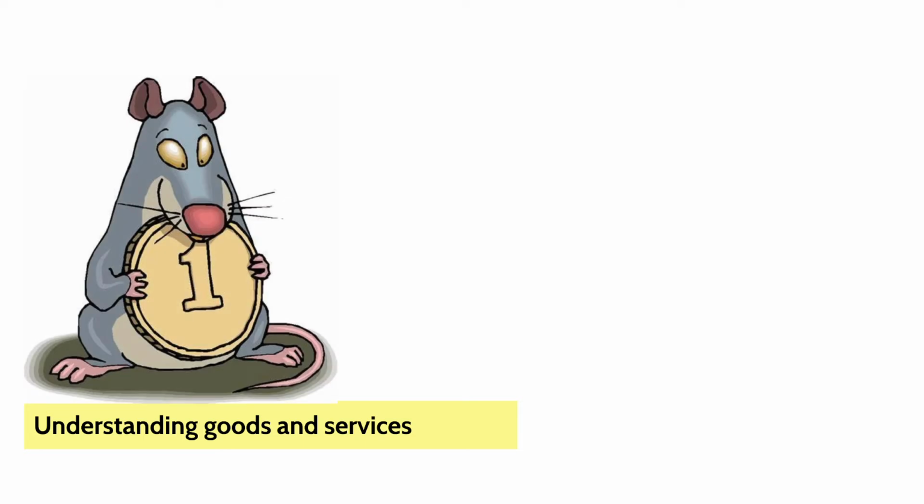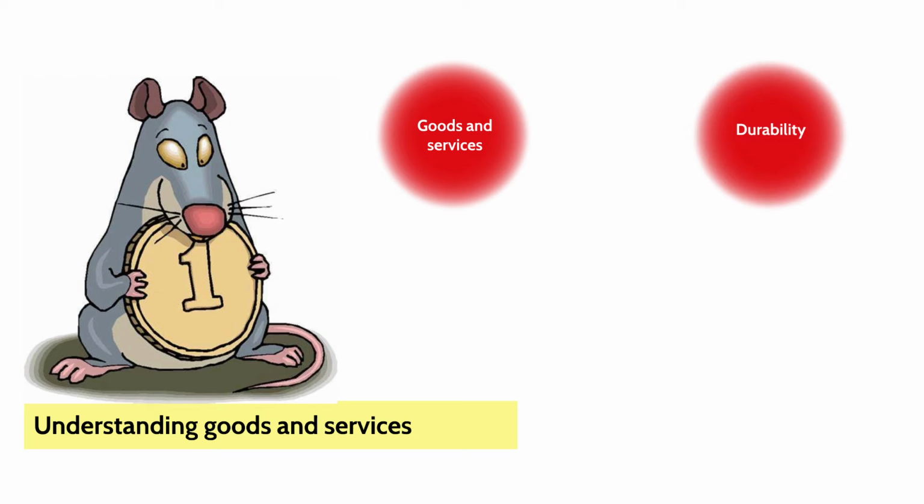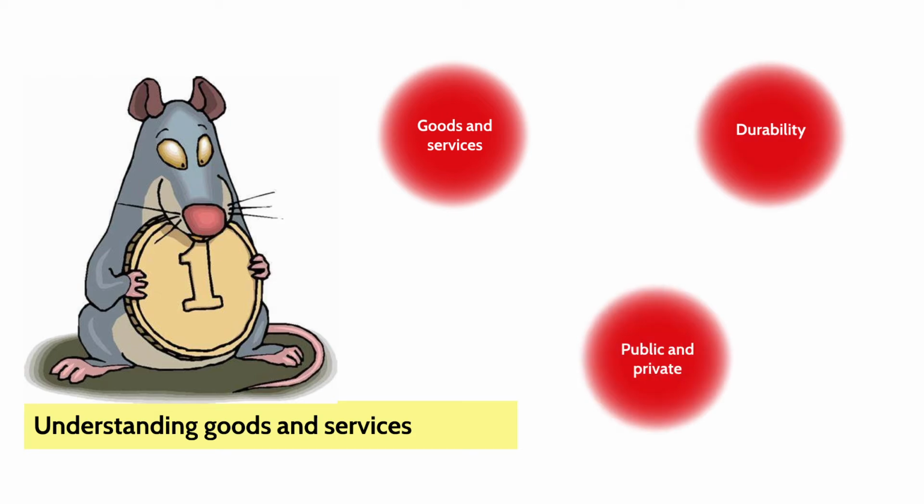Here we have a buyer of goods and services, Mr. Mouse. He has come into some money and is trying to consider the types of goods and services he can buy. In this video, we will help Mr. Mouse out by explaining what is the difference between goods and services, the idea of goods lasting through time, and the characteristics of goods that are private and those that are public.